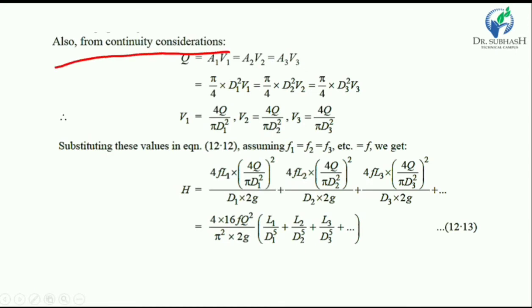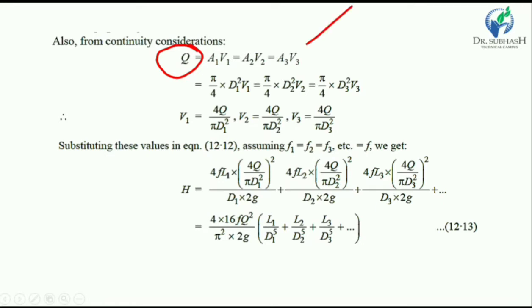Now from the continuity equation we know that the discharge is constant for all three pipes. So discharge Q is equal to A1 V1 is equal to A2 V2 is equal to A3 V3. Now put in the area for all three pipes, where the circular cross-section area is pi by 4 d².